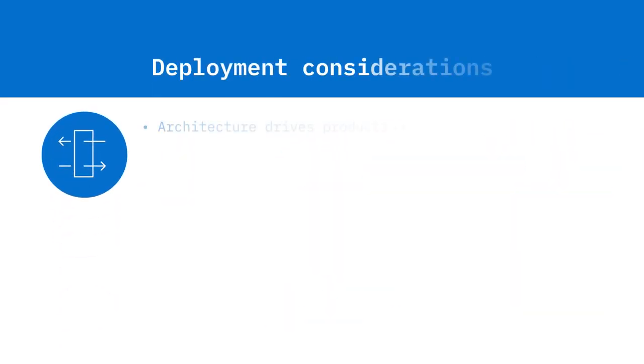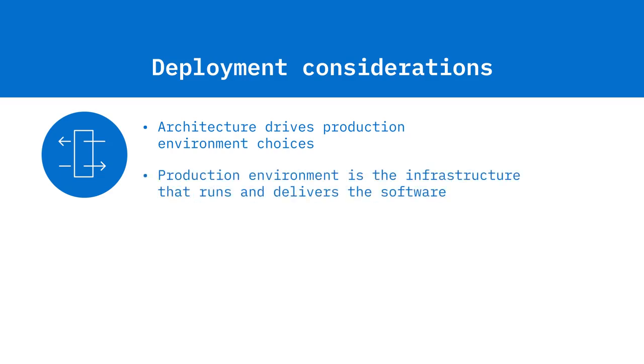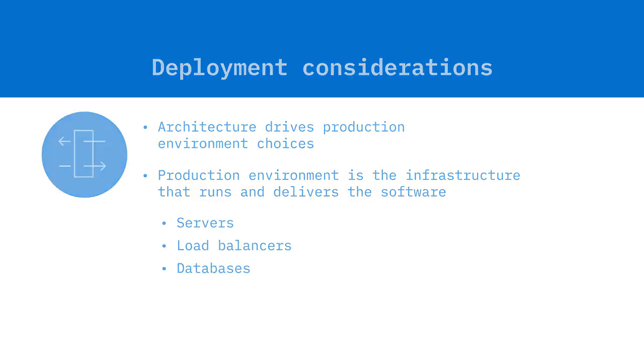But another topic to be discussed in this module as it relates to software architecture includes production deployment considerations. The architecture drives choices about the environment in which the software is released. The production environment is comprised of the infrastructure that runs and delivers the application to the end user, such as the servers, load balancers, and databases.